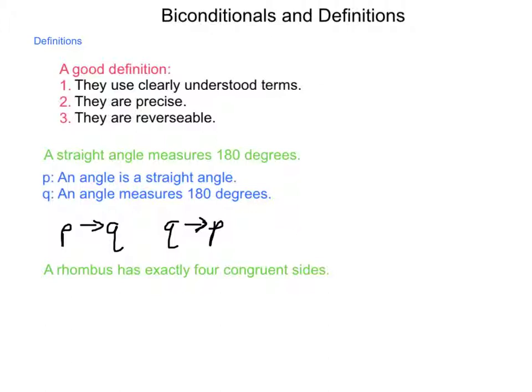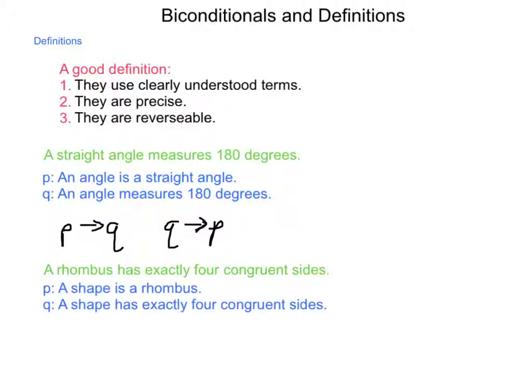Let's take a look at number 2. A rhombus has exactly 4 congruent sides. So break this down into its pieces. We will arrive at a shape is a rhombus as our hypothesis, and our conclusion, a shape has exactly 4 congruent sides. So if a shape is a rhombus, then the shape has exactly 4 congruent sides. That is true. If a shape has exactly 4 congruent sides, then the shape is a rhombus. In the world of quadrilaterals, this is true.